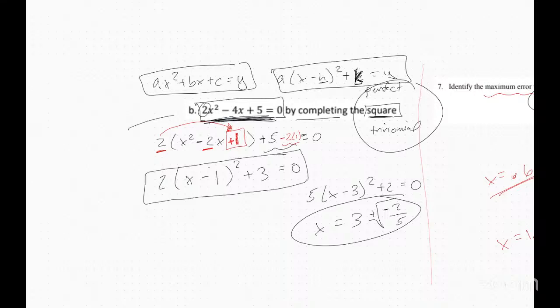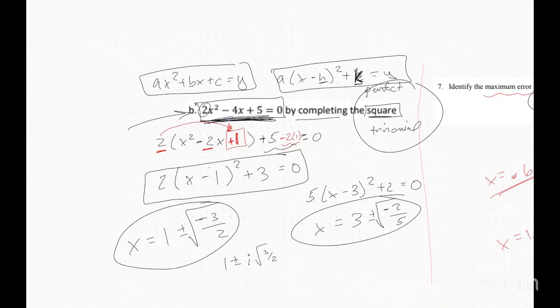Okay. So to solve this by completing the square now, like I said before, I just have to move the 3 over, divide by 2, take the square root of it, plus or minus, and then add 1. And that's my x, which is 1 plus or minus i root 3 over 2. Okay. That's completing the square. Got it.